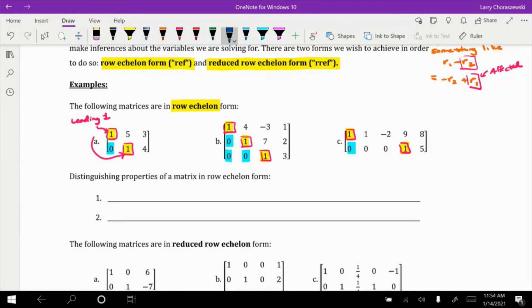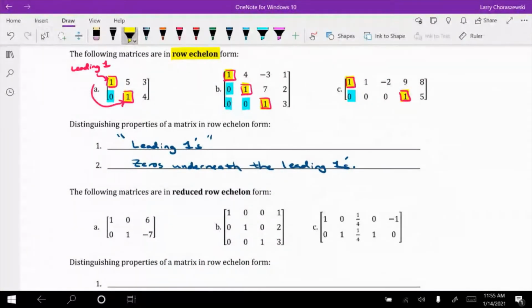Okay, so just to summarize here, distinguishing properties of a matrix in row echelon form: there are the so-called leading ones. And then underneath these leading ones are all zero entries. So I'm going to say zeros underneath the leading ones. Any questions about that? Okay.